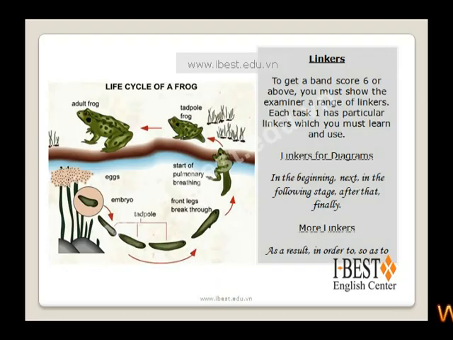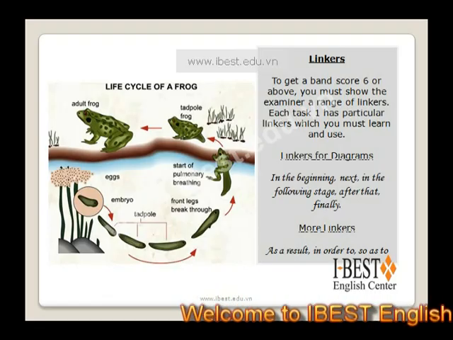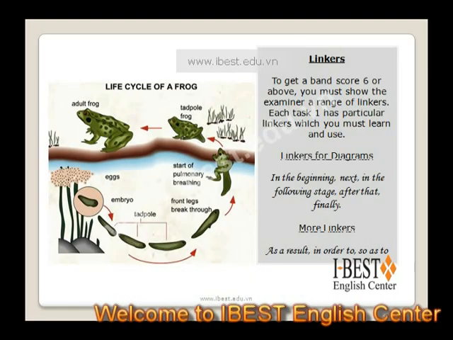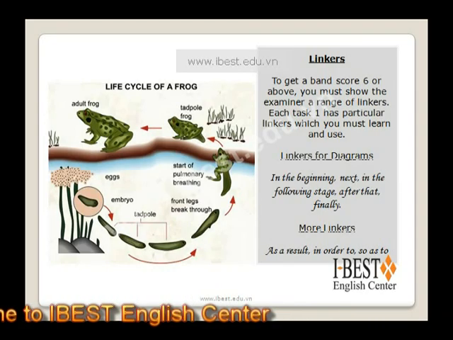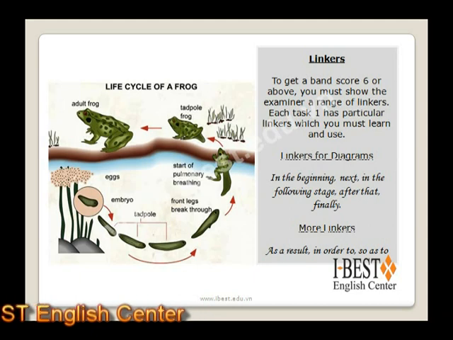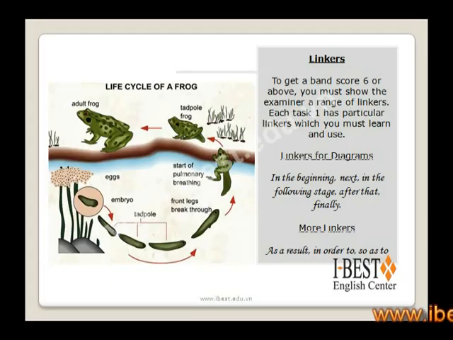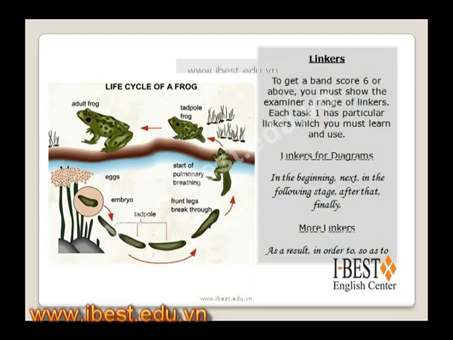Already we have seen that the overall statement begins with a linker. We use the linker overall. This helps the examiner find the overall statement quicker. Other linkers for diagrams are in the beginning, next, in the following stage, after that, finally. Some more linkers: as a result, in order to, so as to.